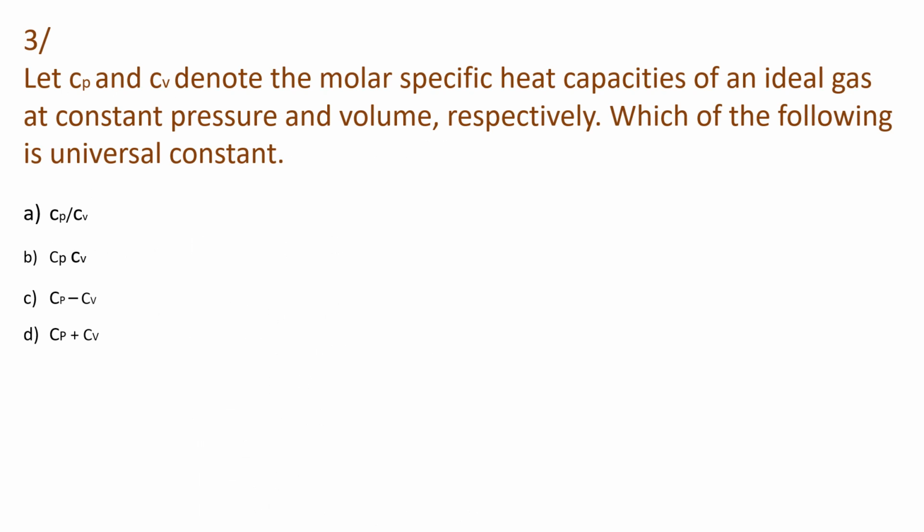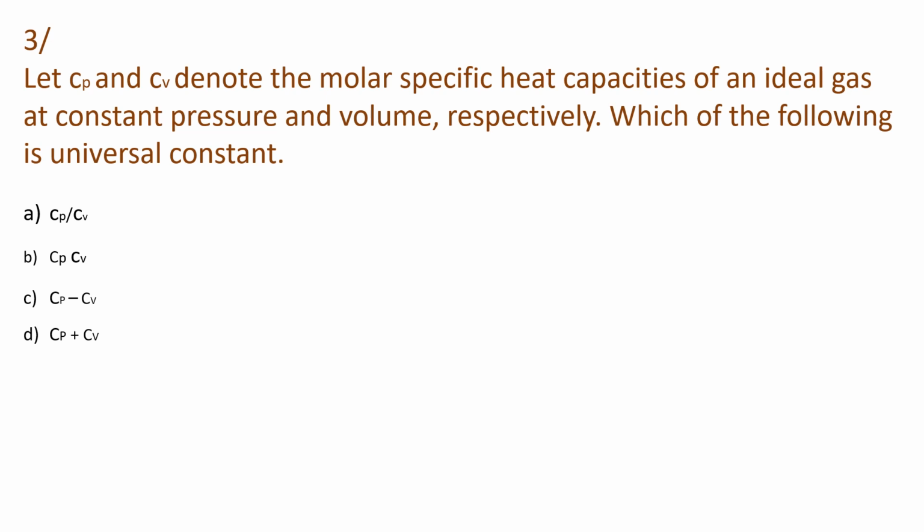Then our next question is: let Cp and Cv denote the molar specific heat capacities of an ideal gas at constant pressure and volume respectively. Which of the following is the universal gas constant? And the options are Cp by Cv, Cp into Cv, Cp minus Cv, and Cp plus Cv.